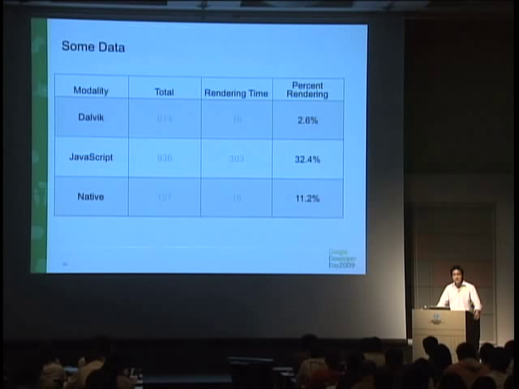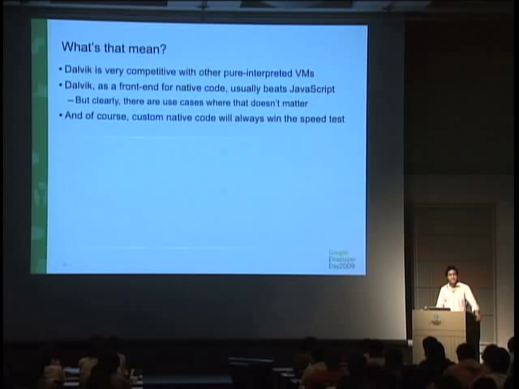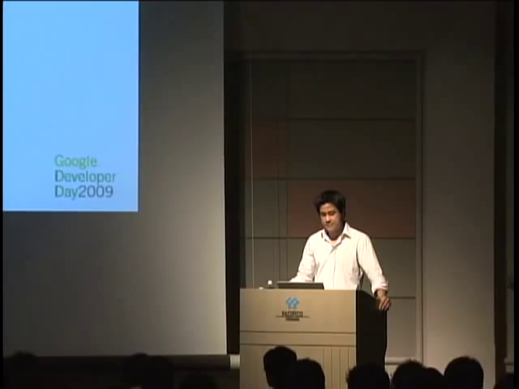So what does this mean? Well, for one thing, it means that Dalvik is very competitive with other pure interpreted virtual machines. And Dalvik as a front end for native code usually beats JavaScript. Right? It's more efficient to go from Dalvik into native than it is to go all the way from JavaScript through Dalvik down into native. But there are some cases where this doesn't matter. So again, it's up to you to think about and figure out what's right for your particular application. One other conclusion, of course, is that custom native code will almost always win the speed test.